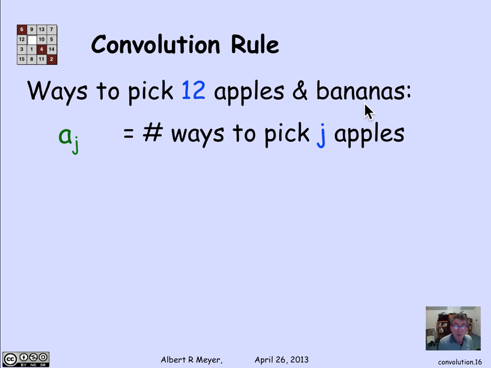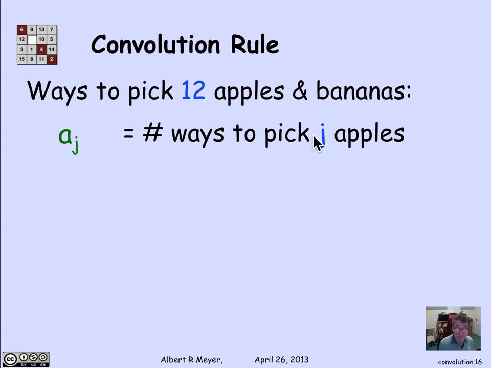Well, the way that I can think about doing it is I can classify the number of ways to pick a dozen apples and bananas by saying, well, how many apples shall I pick? And then, of course, the rest will have to be bananas. So if I decide to pick j apples, then a_j is the number of ways to pick j apples. It'll always be one, but we're trying to do some general reasoning here.